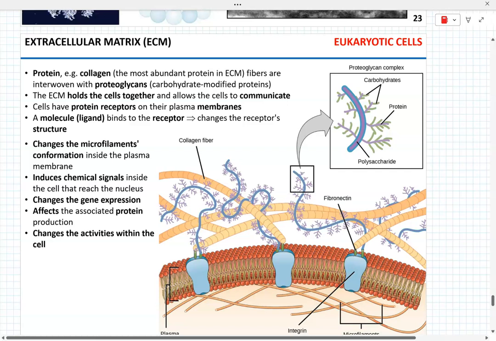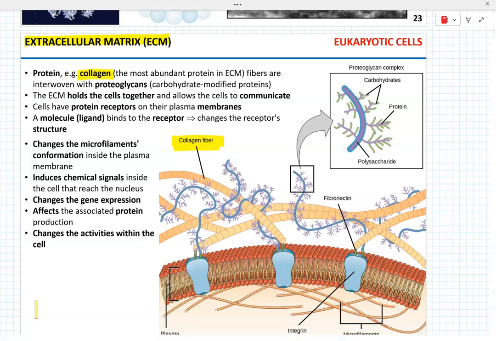Eukaryotic cells are connected by the extracellular matrix. It consists of proteins such as collagen, the most abundant protein in the extracellular matrix. The collagen fibers form an interwoven structure with a bunch of proteoglycans, such as this proteoglycan complex, and various carbohydrates. The extracellular matrix not only holds cells together, but also allows cells to communicate.